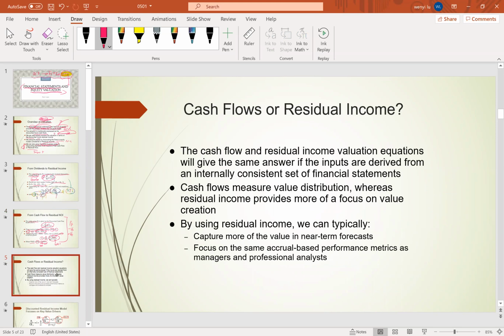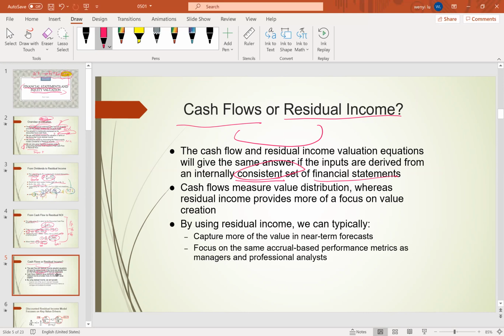So here, which model should we choose, in the last two slides? We will choose between the free cash flow or residual income. Which one should we choose? You can see here, the cash flow and residual income valuation equations will give the same answer if the inputs are derived from an internally consistent set of financial statements. So if your financial statements are internally consistent, the two models should get the same valuation for the entity and for equity. If they are not consistent, the equity valuation will not be consistent anymore.